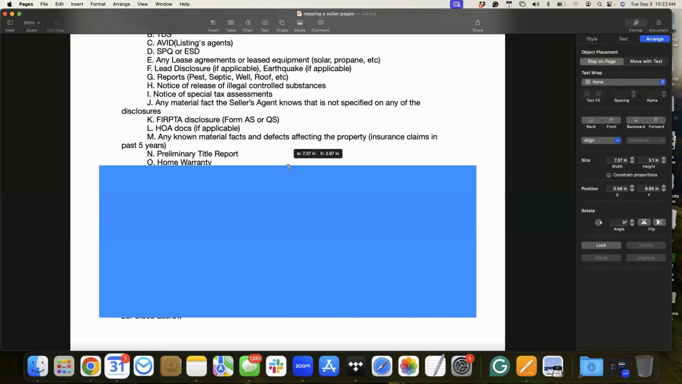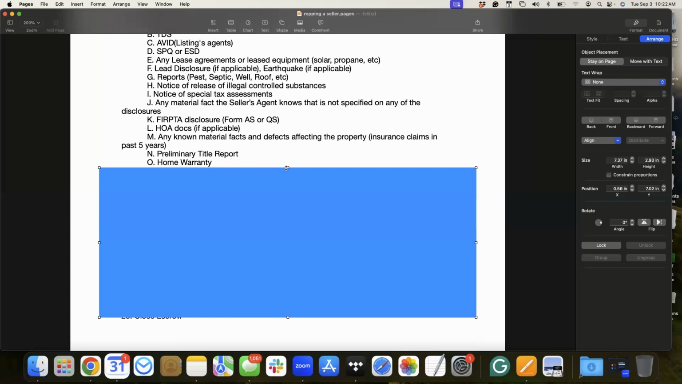Okay, preliminary title report. We want to check it to make sure everything's going to be good and clean on there. I mean, the title company's going to try to make sure it's without cloud before they secure the property anyway, but you always want to look at your preliminary title report. This is from the seller side.